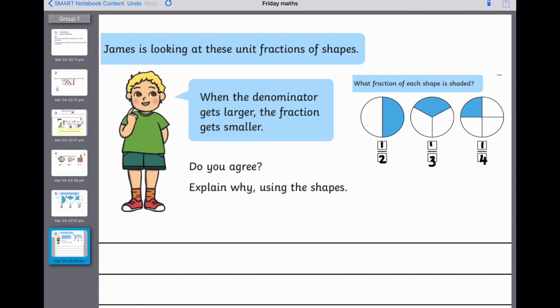James is looking at these unit fractions of shapes. He says, when the denominator gets larger, the fraction gets smaller. Do you agree? Explain why using the shapes. So pause the video here, Year 2, and have a think to yourself. Do you agree with what James is saying? When the denominator gets larger, does the fraction get smaller? Pause here and come back when you're ready.